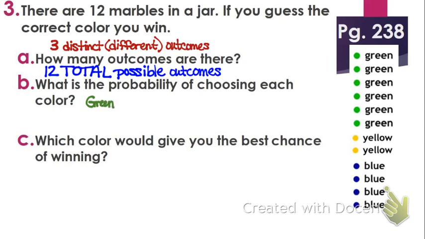So knowing that there are 12 total possible outcomes, what would be the probability that we reach in and we choose a green one? 6 out of 12. Why 6 out of 12? There's 6 green marbles out of 12 total. So this is all the ways I can choose green, out of the total marbles.